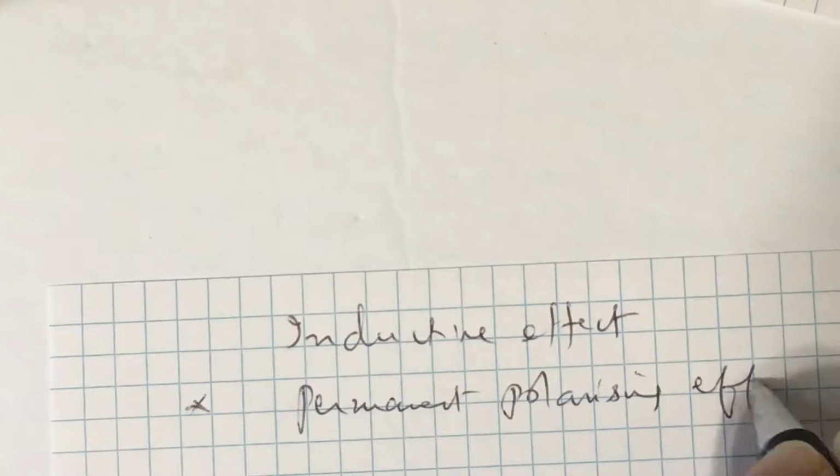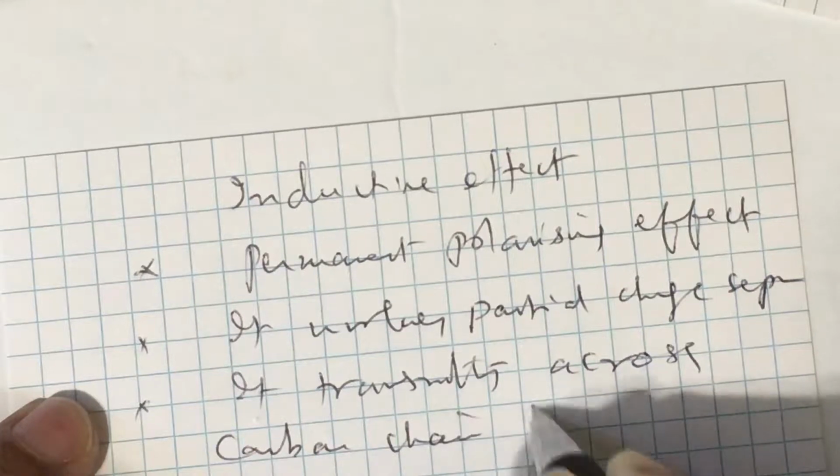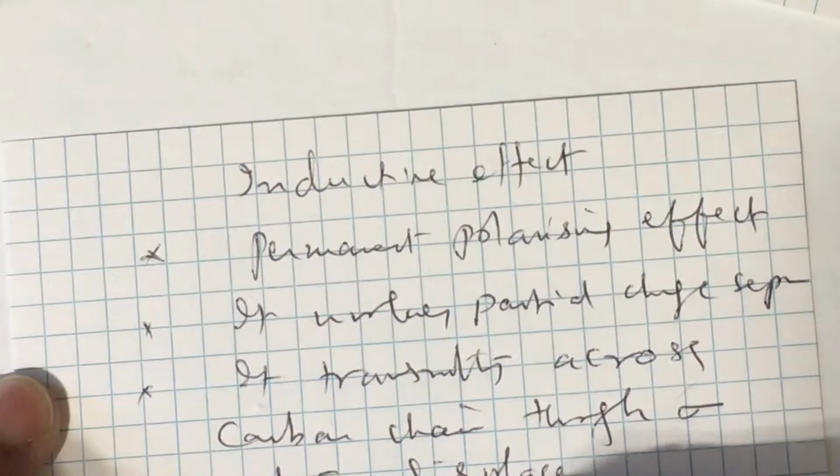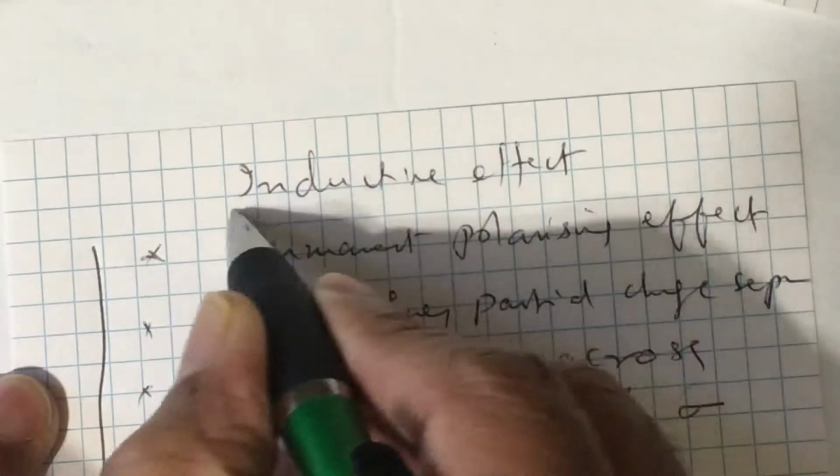So, welcome students. Now we discuss what exactly is inductive effect. Mind you that it is a permanent polarizing effect. It involves partial charge separation. It transmits across carbon chain through sigma bonded electron displacement. These are three important ideas related to inductive effect.